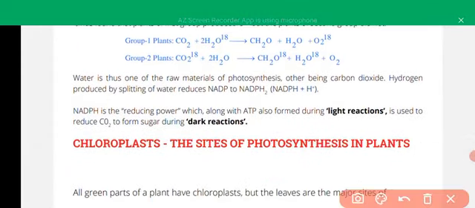Photosynthesis is divided into two reactions: the light reactions and the dark reactions. NADPH is also formed during the light reactions, along with the ATP, which supplies chemical energy for the dark reactions to form a particular amount of glucose.